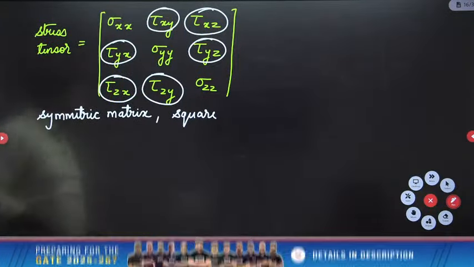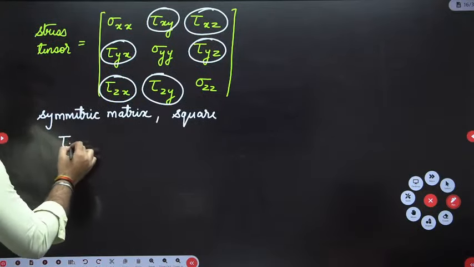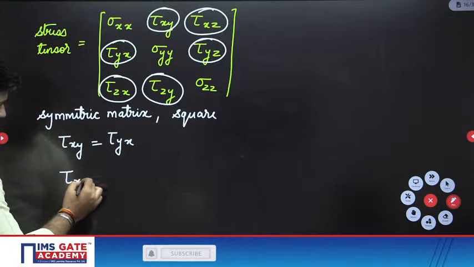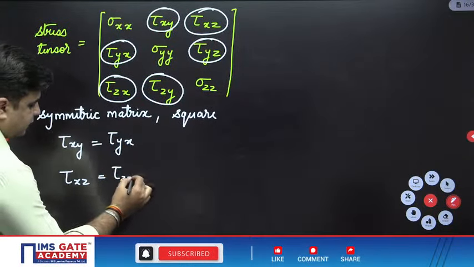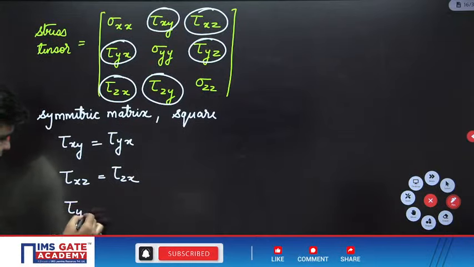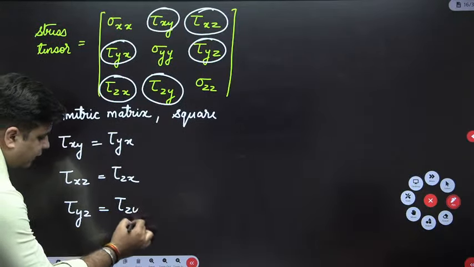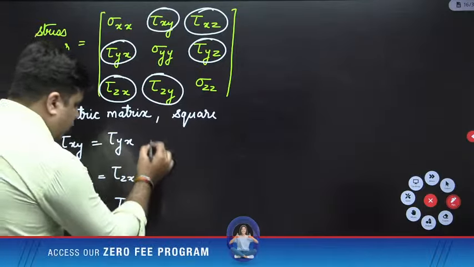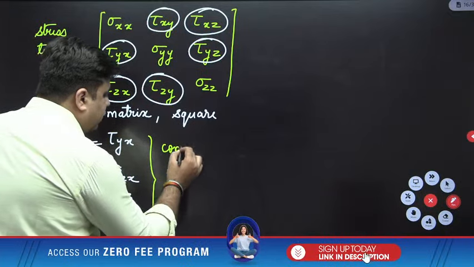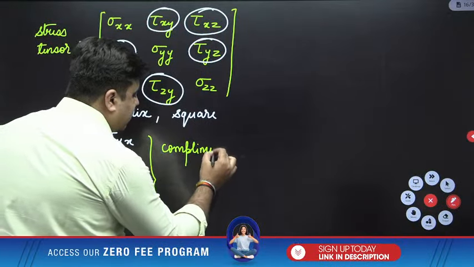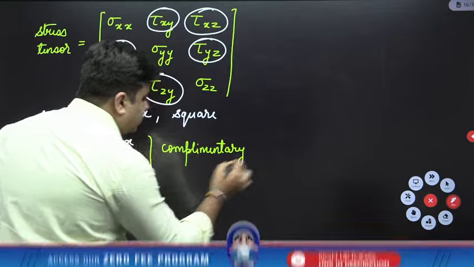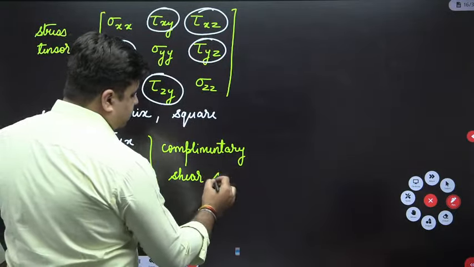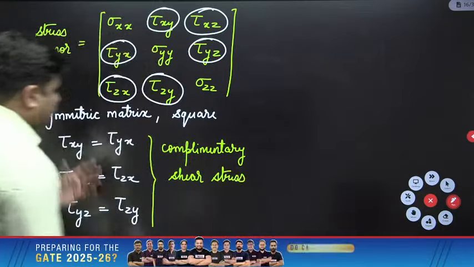Since it's a square symmetric matrix, I will write down tau xy is equal to tau yx, tau xz is equal to tau zx, and tau yz is equal to tau zy. All these shear stresses are termed as complementary shear stresses.